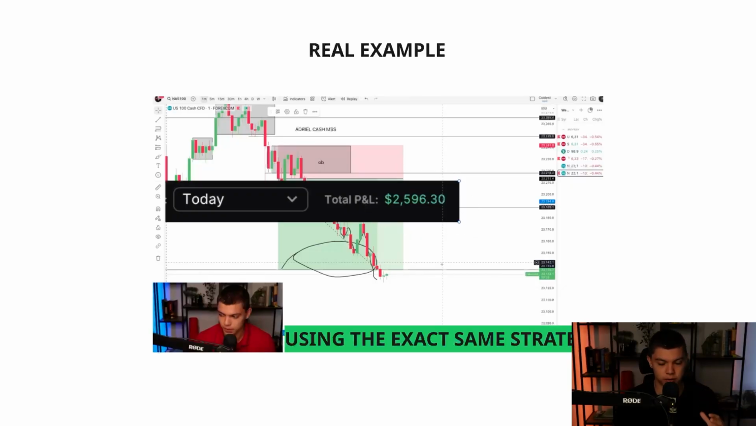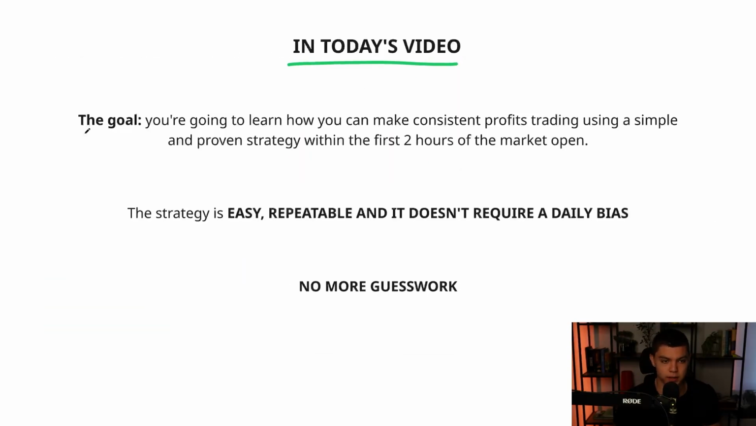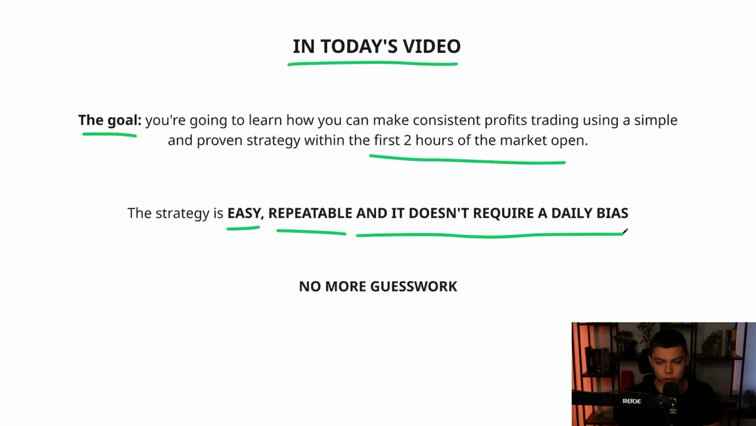So you've seen my results and now you're wondering, how can you do the same? Well, let me show you. The goal of this video is that you're going to learn how you can make consistent profits using this exact simple strategy that actually works within the first 2 hours of the session open. And obviously, like I said in the beginning, this strategy is easy, repeatable, and it doesn't require a daily bias, meaning that you don't have to guess, are we going up or down today? Because I know a lot of you guys probably have this issue. So no more guesswork. This is going to be very straightforward.